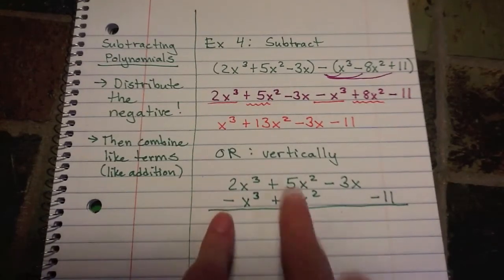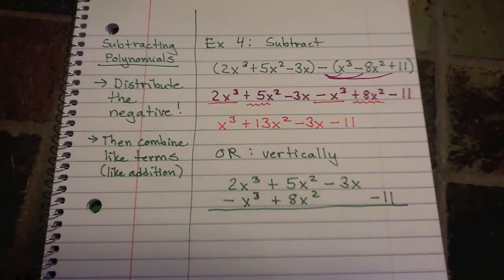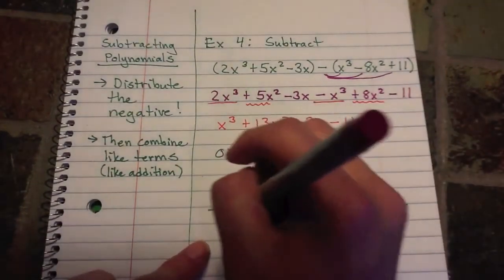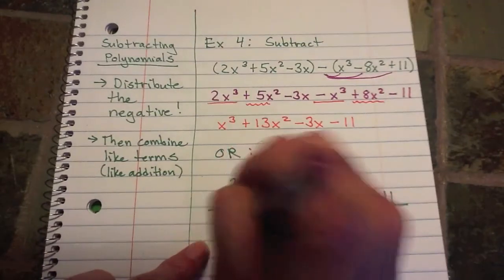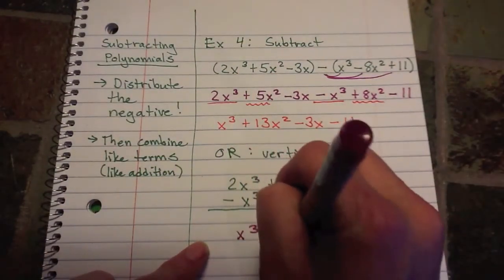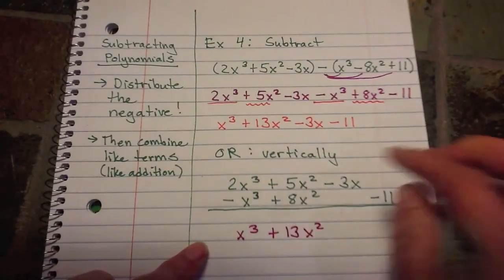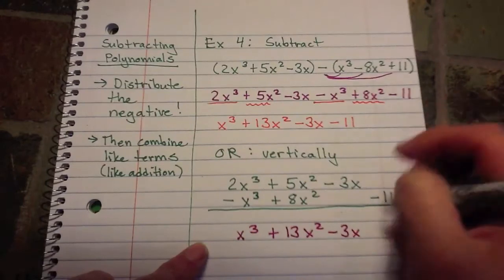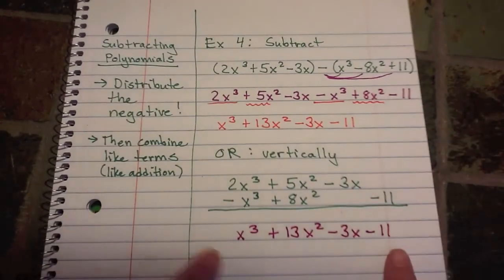Now you combine terms going down, and you've already distributed your negatives, so you don't have to worry about subtracting, you're just doing whatever they are. I have a 2 and a negative 1, which is a 1x cubed. I have a positive 5 and a positive 8, which is a positive 13x squared. And then I don't have anything lined up with that, so I just bring down my negative 3x, and I don't have anything lined up with that, so I bring down my negative 11. Same exact answer, but I solved it vertically.